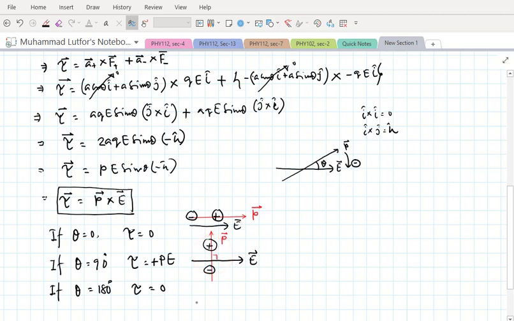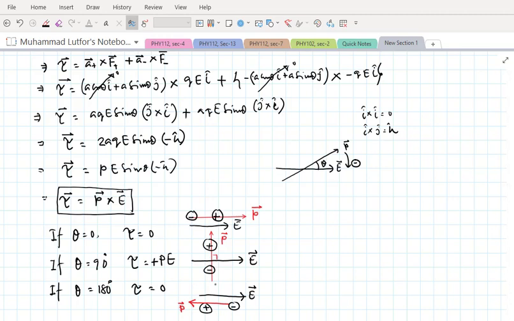For the third case, say this would be the direction of your P, which is the dipole moment, and your electric field would be towards that direction, right? In that case, you can say this is your negative charge, this will be a positive charge. In that case, the angle is 180 degrees. But this is actually the unstable condition.